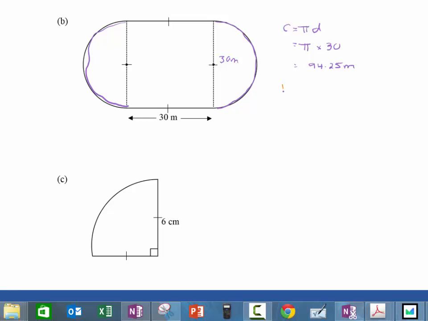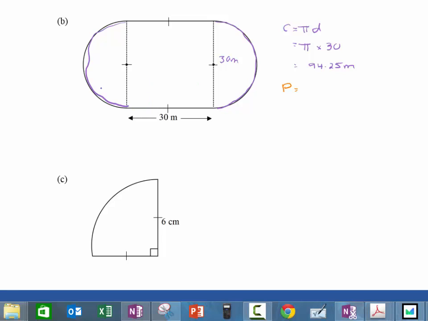Now we're asked to find the perimeter, and this is where it sometimes goes wrong. What you want is only the outside. So a lot of you like to try and find this side here, but that is not part of the perimeter, and you will get it wrong in any test.